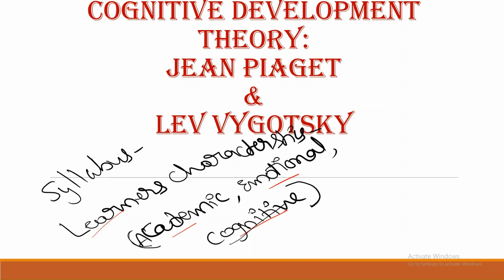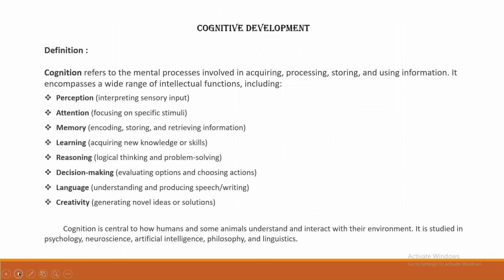How does cognitive development occur in a child, the growth and development of cognitive abilities of a child? Jean Piaget and Lev Vygotsky have different approaches. These two educational psychologists have proposed cognitive development theories, which are very important and come under our exam perspective.